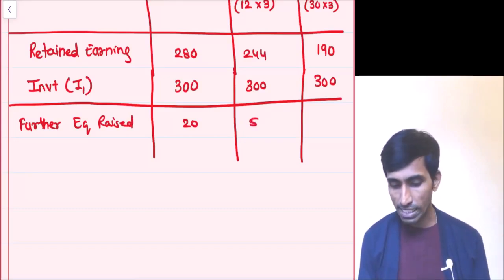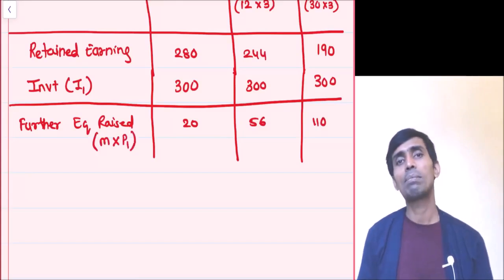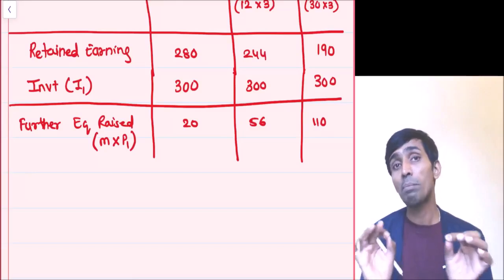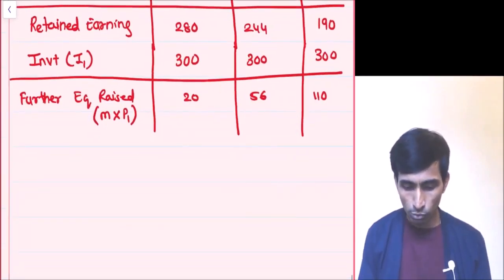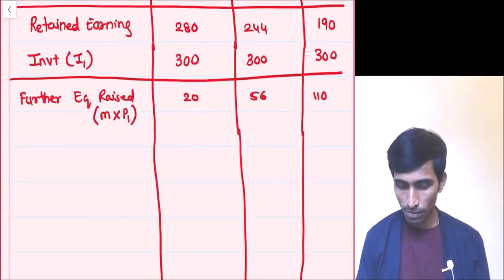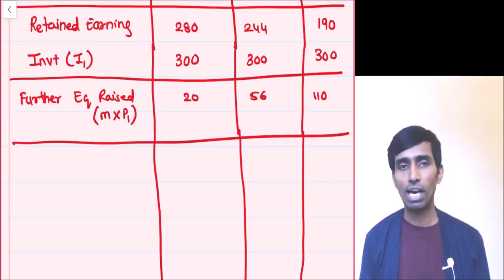Okay, 56 crores and 110 crores. Now understand, this is the new issue, that is M multiplied by P1. M is the number of shares, and P1 is the price at which the shares would be issued. New price, not P0. Okay. How will I calculate P1?